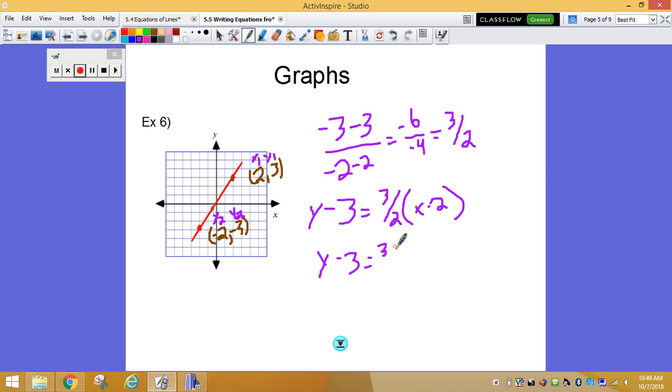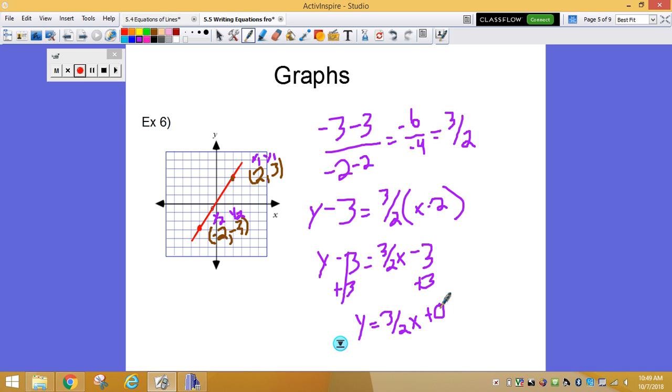3/2 times x is 3/2 x. 3/2 times negative 2, I'm sorry, is negative 3. Add my 3 over. Y equals 3/2 x plus 0.